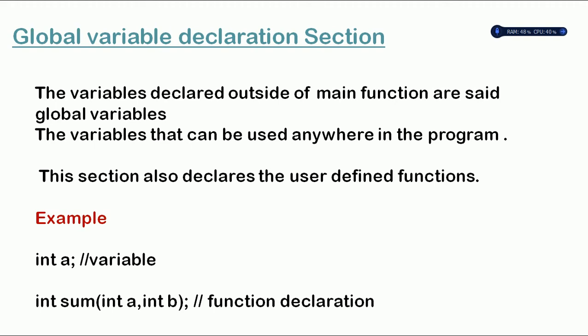Okay, so these are some examples of how we can define your global variables and function declarations. Simply we can use a data type, so this is your data type, and then this is your variable name. And this is a function, right, and here our function name is sum. It takes 2 arguments. Such types of things we can declare in this global variable declaration section.